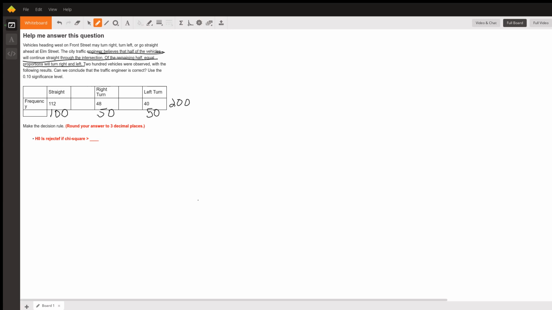Now, we need to calculate the chi-square value. That's our test statistic. And chi-square is equal to the observed count minus the expected count squared divided by the expected count. And we're going to calculate that for each of our categories, straight, right turn, and left turn.